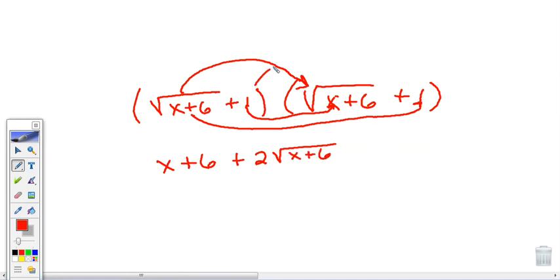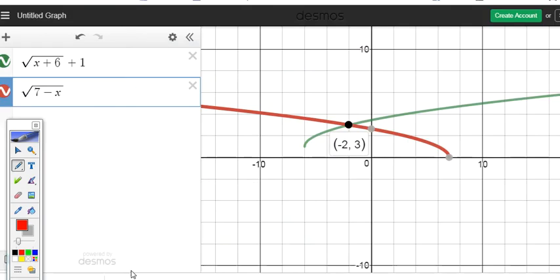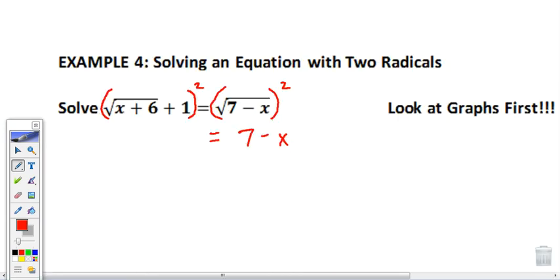And then finally my last term. What's the 1 times the 1? 1. Okay, what would the 6 here and the 1 combine to? So the left side is going to simplify to the following when you expand all this. It's going to simplify to x plus 2 root x plus 6 plus 7 here. Okay?